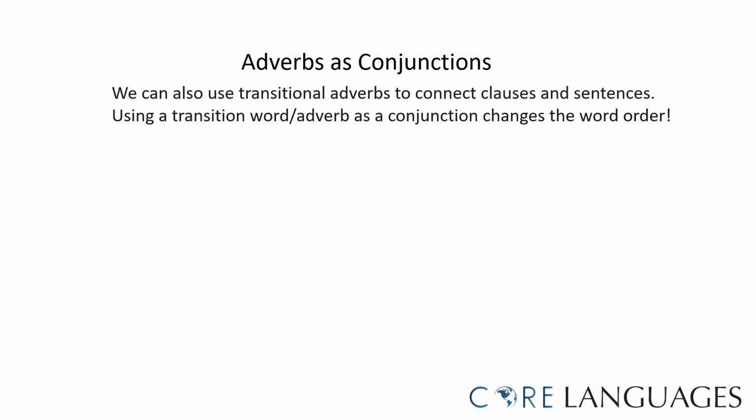We can use some transitional adverbs as conjunctions. They're not grammatically conjunctions, but they fulfill the same purpose, connecting clauses and sentences. However, using a transition word or adverb as a conjunction changes the word order another way. It's different from how subordinating conjunctions change the word order. Here are some examples. Trotzdem, nevertheless, dann, then, schließlich, after all, or in the end, and deshalb, deswegen, and darum, all of which mean for that reason or that's why.